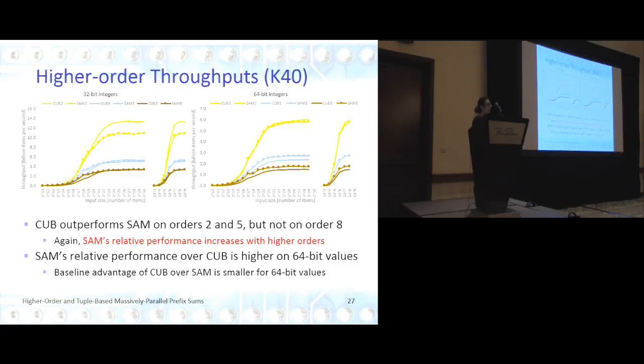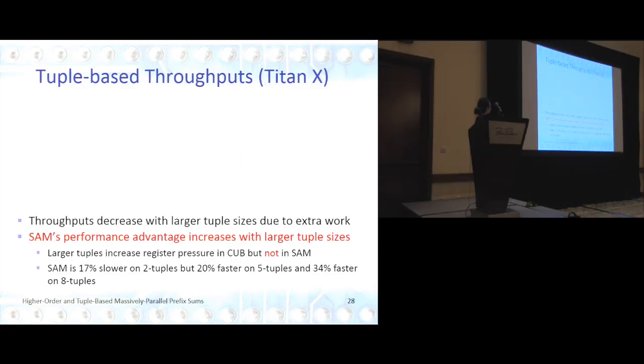Since COP was doing better than SAM on the K40, here COP is doing better than SAM on order 2 and order 5, but we kind of tie on order 8. But still, SAM's performance increases with the higher order, and in fact, if we have a higher order like 9 and 10, SAM would do better than COP. We have the same result for 64-bit integers as well. The difference is that here, since we did better in 64-bit integers on K40, we are doing better than COP on order 5.